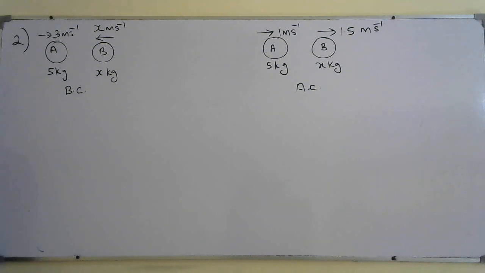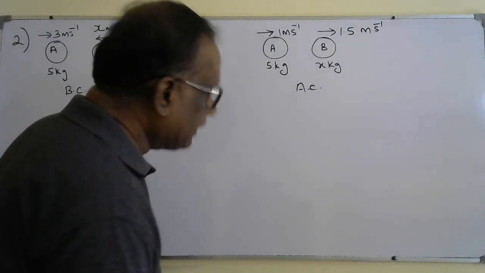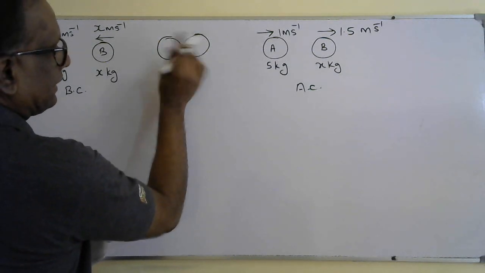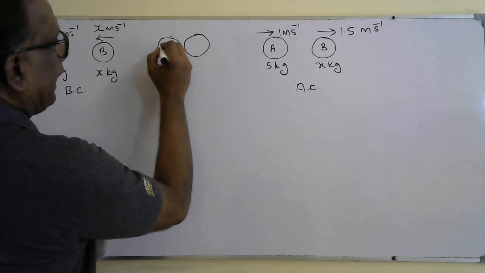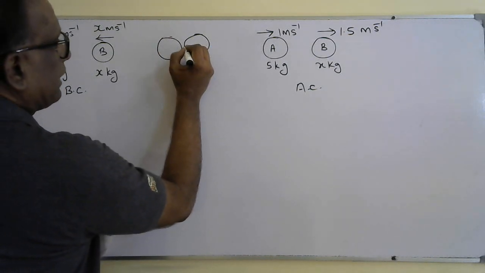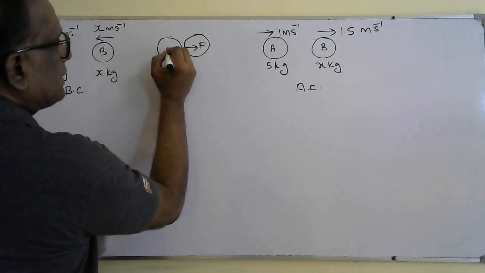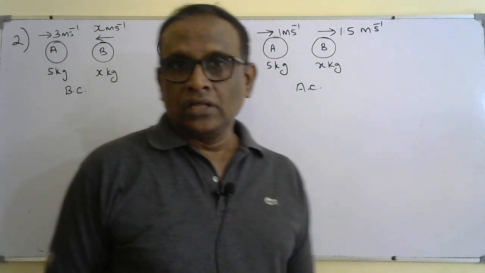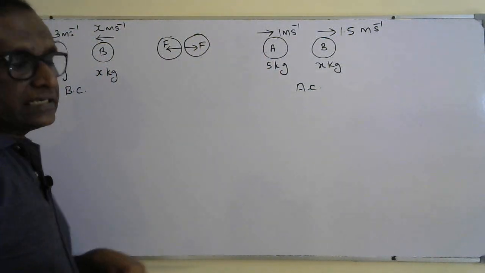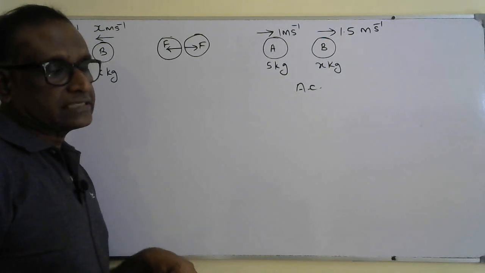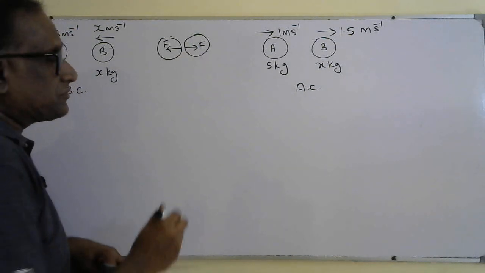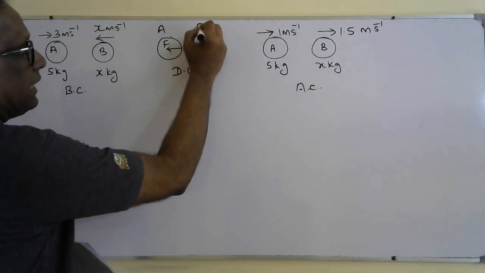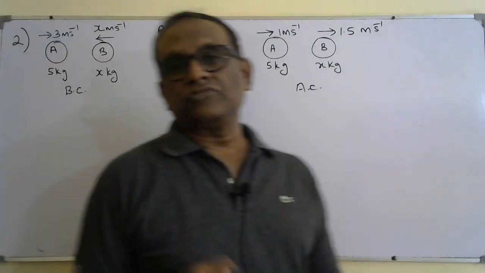If you draw the diagram during collision, they will be in contact, but I will put a small gap between them. A exerts force on B. B exerts the same magnitude of force on A, because according to Newton's third law the forces exerted by A and B on each other will be the same magnitude, opposite direction. The forces will exist for the same time. Whatever the time duration A exerts the force on B, the same time period B will exert force on A.